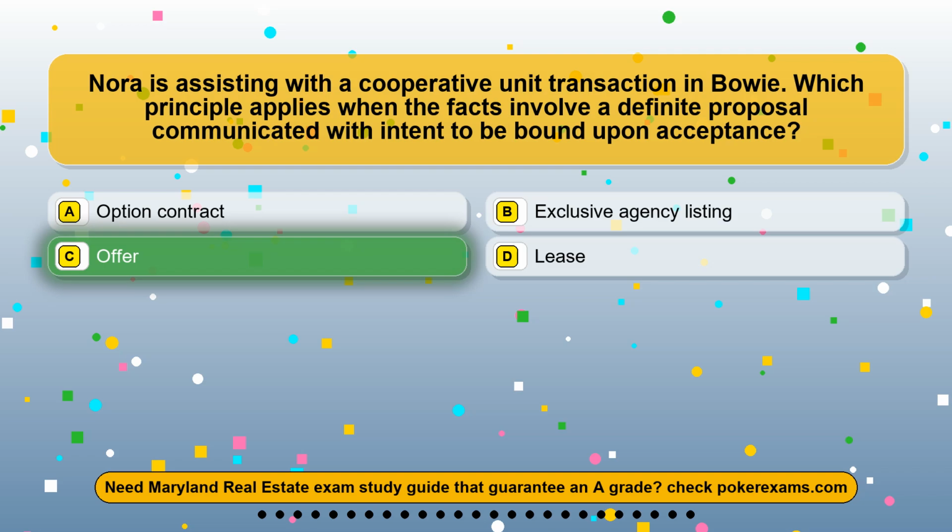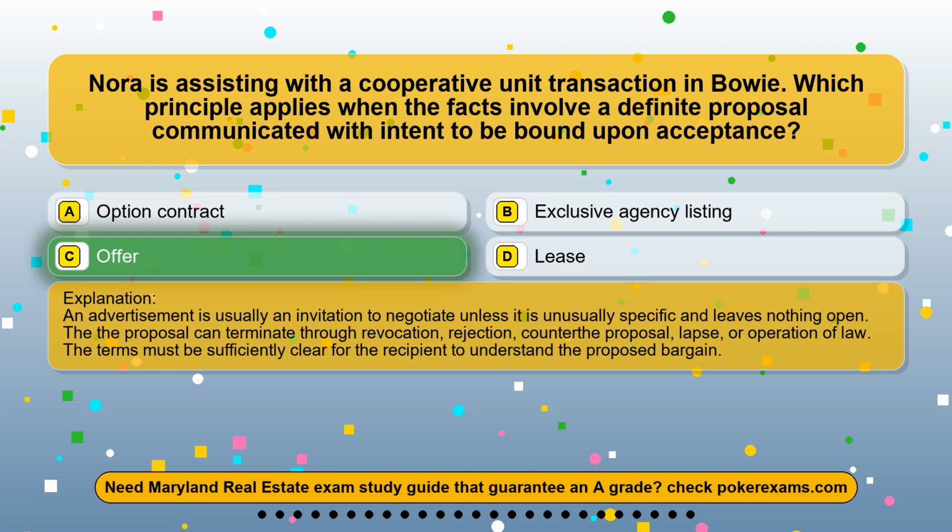The correct answer is option C, offer. An advertisement is usually an invitation to negotiate unless it is unusually specific and leaves nothing open. The proposal can terminate through revocation, rejection, counter-proposal, lapse, or operation of law. The terms must be sufficiently clear for the recipient to understand the proposed bargain.